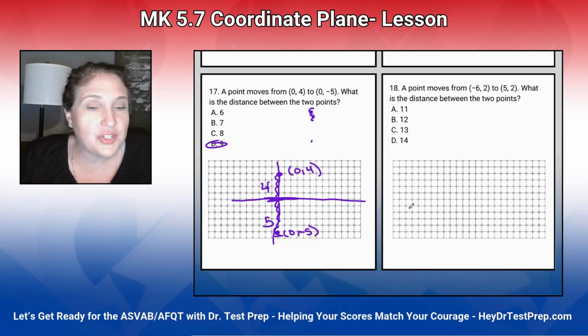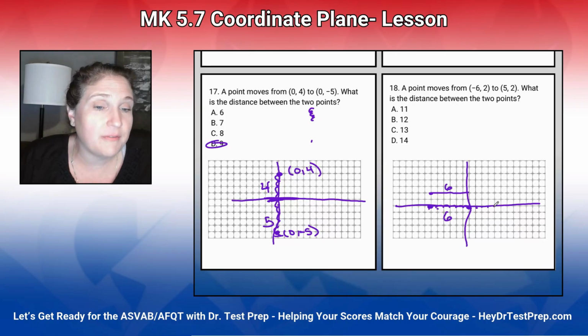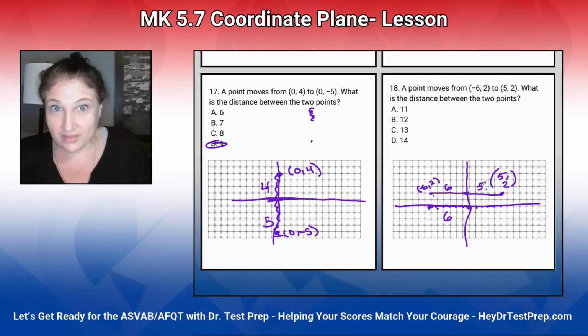All right, our last two is, okay, here's my origin, back 6. 1, 2, 3, 4, 5, 6. So this part right here to here is 6 units. Oh, up 2, but still that's 6 units. Then I've got to go up 5, positive 5, 3, 4, 5, up 2. So this point right here is negative 6, 2 with a distance of 6. This point right here is 5, 2 with a distance of 5. 6 plus 5 is 11.